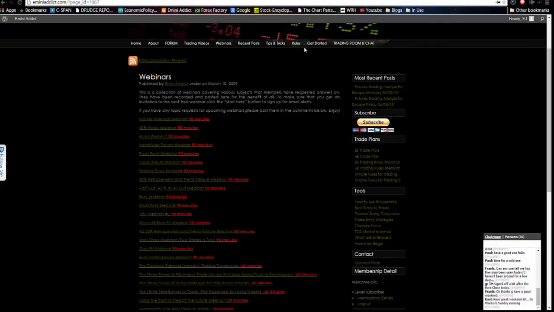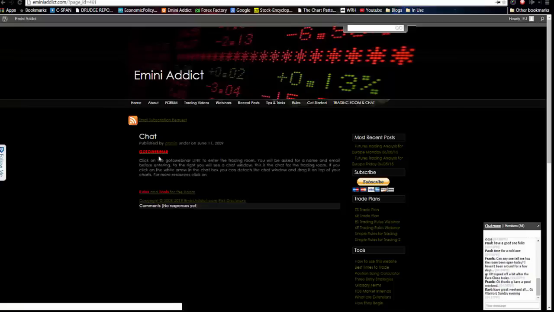Again, we've got the trading room, which is open, I believe, from 9 o'clock on. There's a chat box where you can interact with all the other members within the community. And the market is closing, and you still have 36 people online. So again, it's a good place. Again, it's at eminiaddict.com.